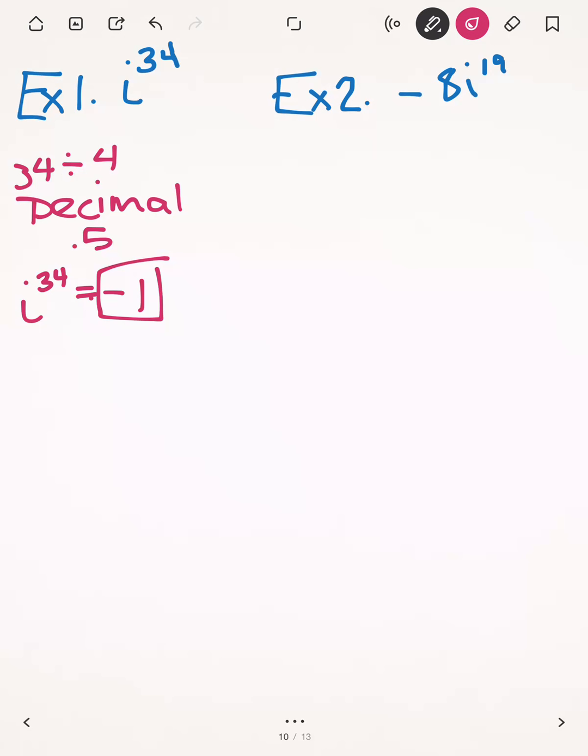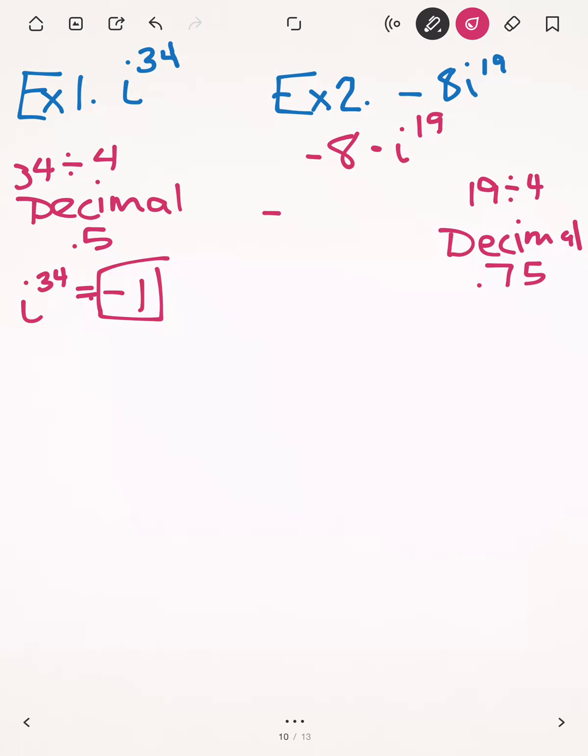Example 2. Notice now I have a negative 8 in front. That's the same thing as negative 8 times i to the 19th power. So we need to simplify that i to the 19th power. I take 19 and divide it by 4 because it's my pattern. I look for what the decimal is. My decimal is 0.75. When it's 0.75, my outcome is negative i. So i to the 19th power is negative i.